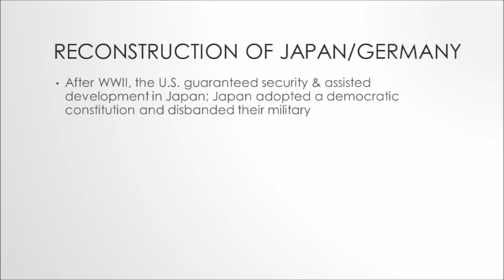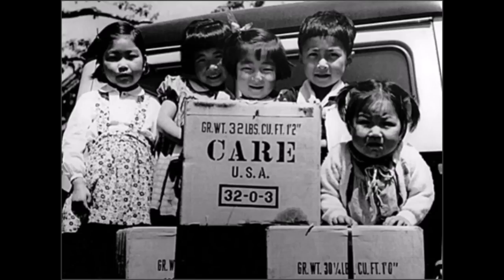After World War II, the U.S. guaranteed security and assisted development in Japan. Japan adopted a democratic constitution and disbanded their military. This is a picture of the U.S. trying to help reconstruct Japan.